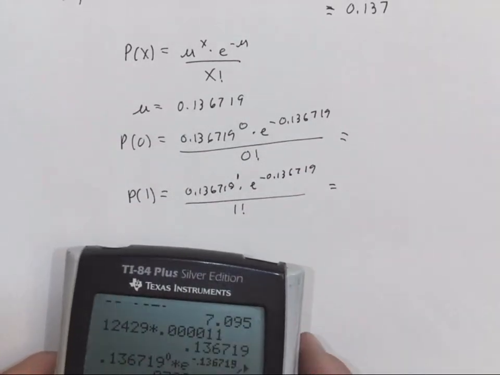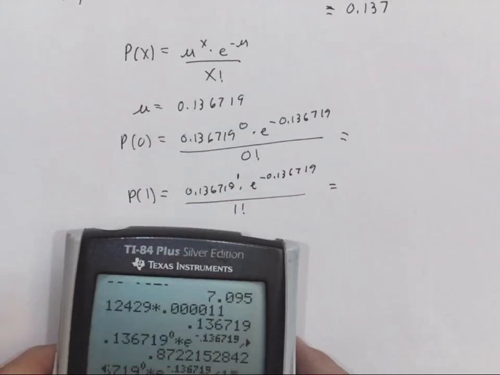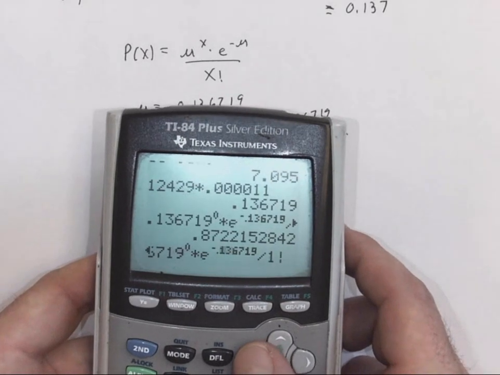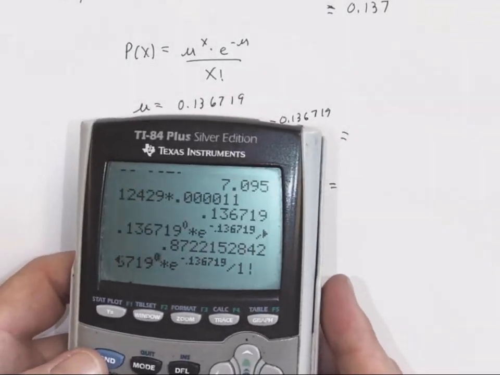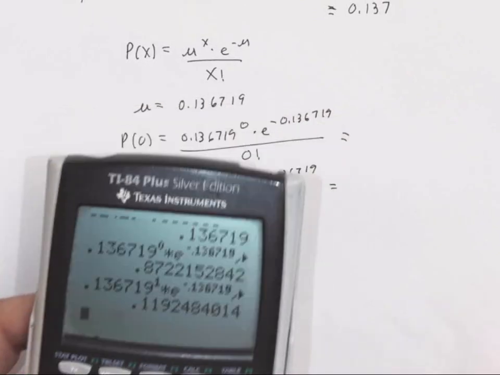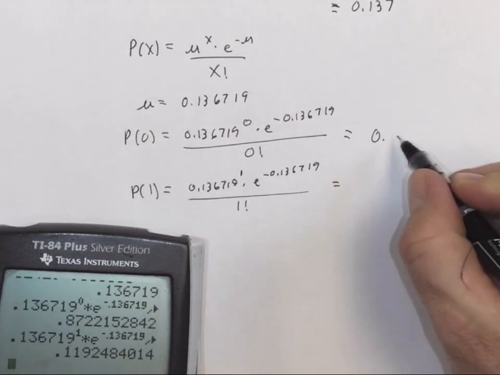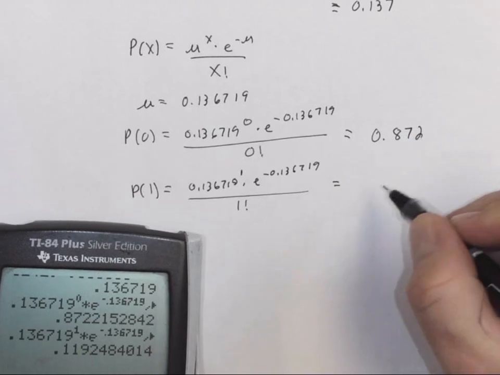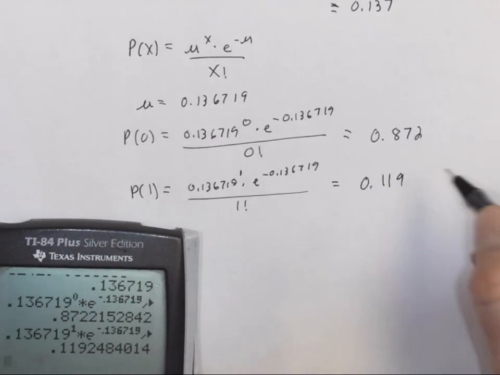Just a second. And let's do it for 1 as well. What I'm doing is just changing the zeros to 1s now. The way you do that is you hit the second and enter button and it'll replace the formula you had before. Okay, so what I get is this one is equal to 0.87. I'm just going to round to 3 sig figs, and 0.119.